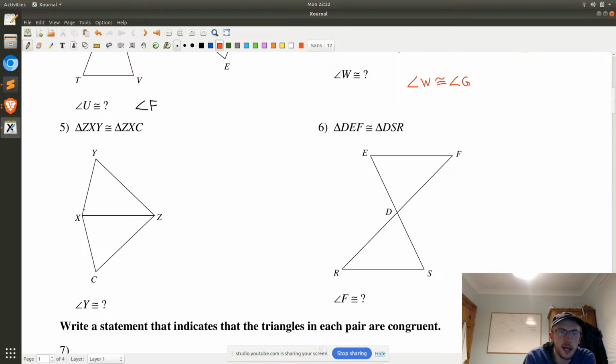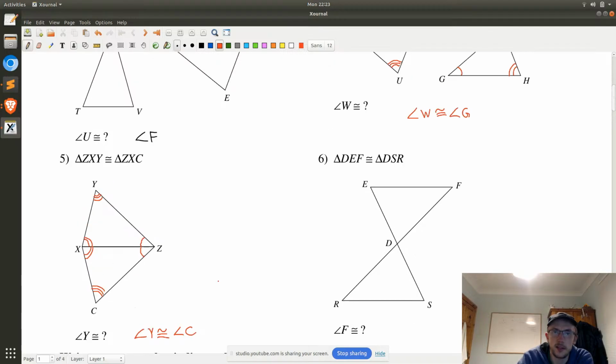Triangle ZXY is congruent to triangle ZXC. And so angle Y is congruent to angle C.